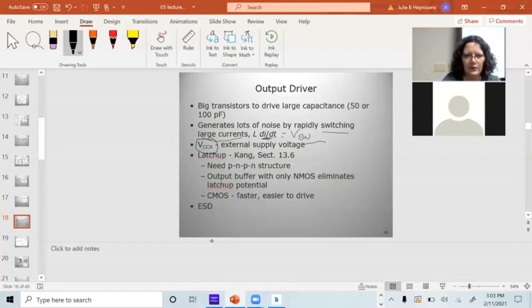And we talked a little bit about latch up, and we'll talk about that in detail, and some more of the physics, when I have better diagrams. But basically you need this PNP structure. And if you use only NMOS, it eliminates the potential, and we'll explain why in later slides. CMOS would be much faster and easier to drive.